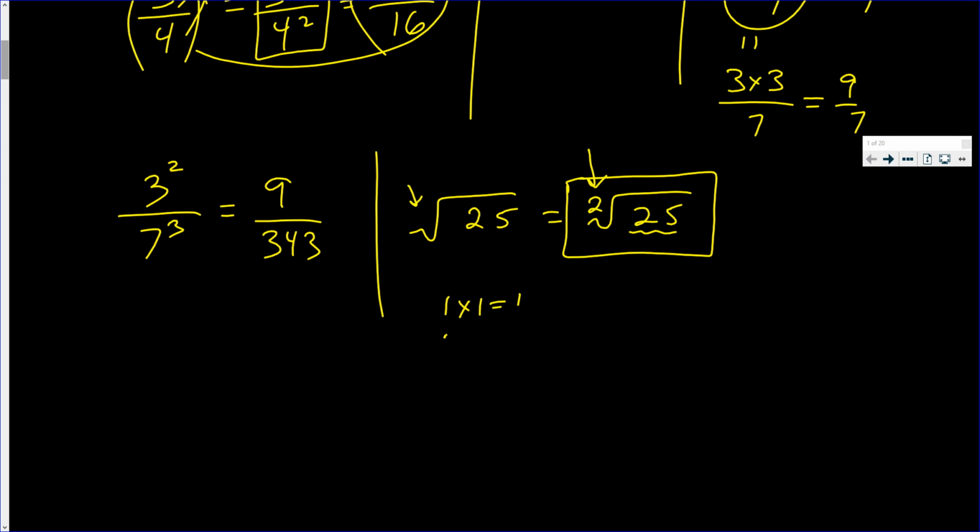1 times 1, well, that's not enough. 2 times 2 is 4, that's not enough. Ooh, 3 times 3 is getting closer. Let's try 4 times 4, no. Oh, 5 times 5 is 25. One number times itself 2 times gives you 25? 5. If I multiply 5 by itself 2 times, I get 25.